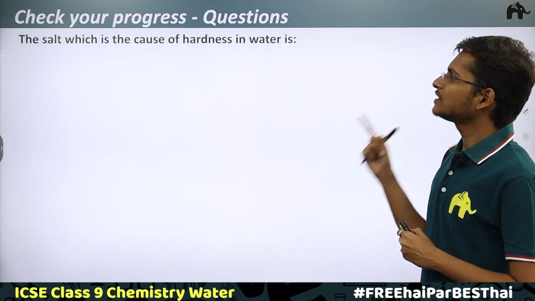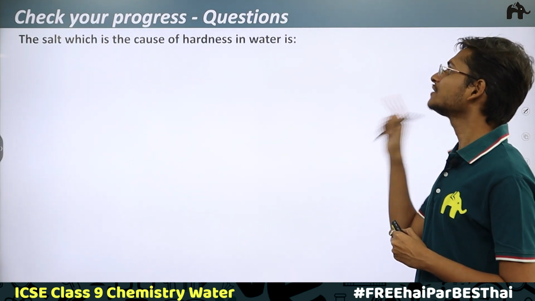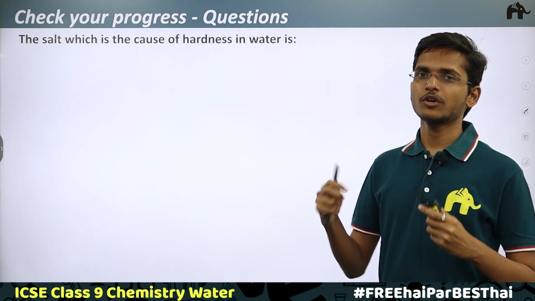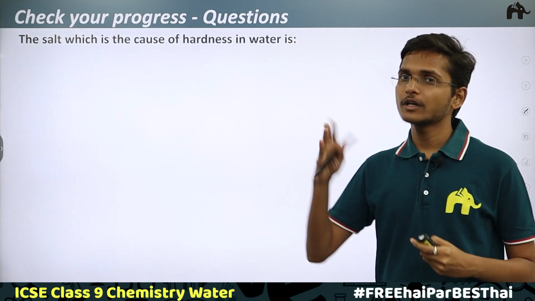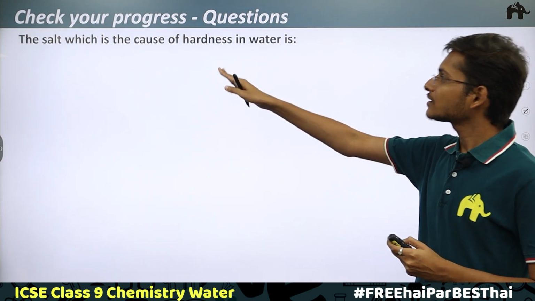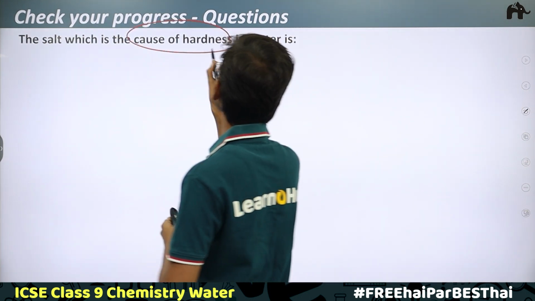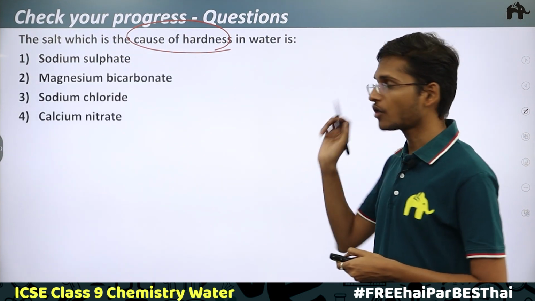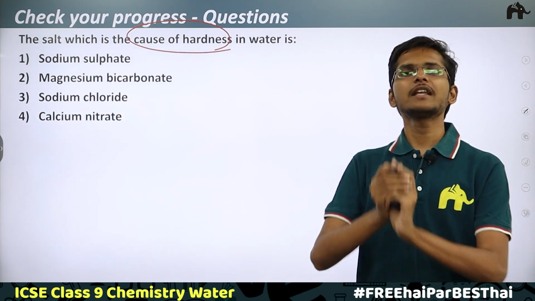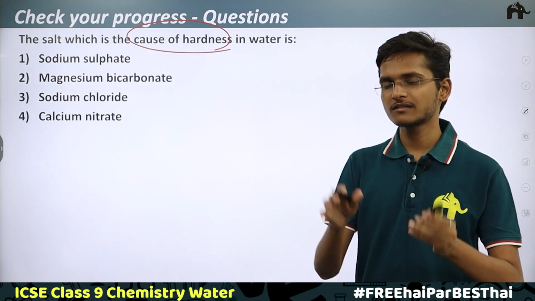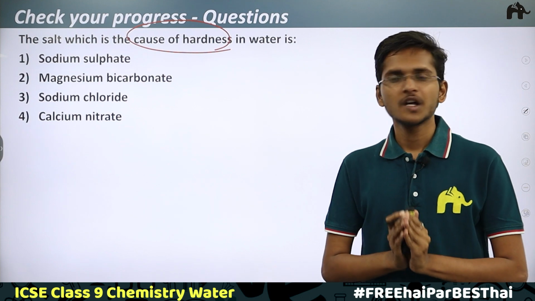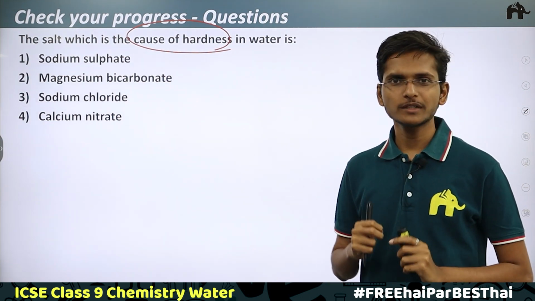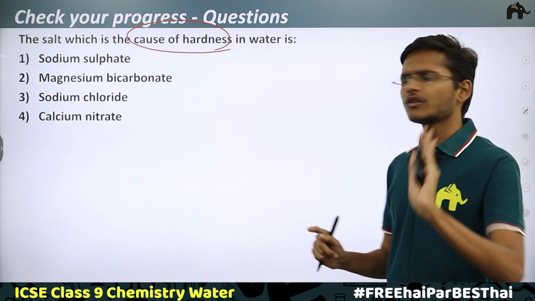The salt which is the cause of hardness in water: just read it carefully and then give the answer, because in a bit of a hurry you may go wrong. The salt which is the cause of hardness in water is: sodium sulfate, magnesium bicarbonate, sodium chloride, calcium nitrate. You can pause here, answer, and then resume to see the correct answer. This is what I feel you should do, because only then would you be able to check how much you have understood. I hope you would have tried this. Now let's see what the answer is.